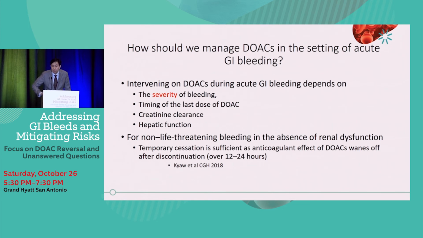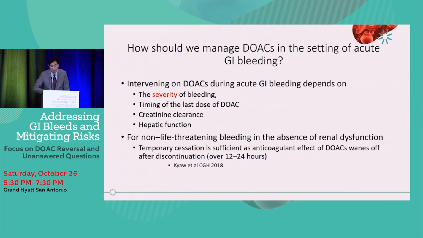So let's go to what's pertinent to us in GI. How should we manage these DOACs in the setting of acute GI bleeding? The intervention, again, depends on the severity of bleeding. We talked about that. Timing of the last DOAC is critically important, which I'm sure Dr. Tu will talk about. The creatinine clearance or renal function, as we discussed. So for non-life-threatening bleeding in the absence of renal dysfunction, the study concluded that temporary cessation is sufficient as the anticoagulant effect of the DOACs wanes off.